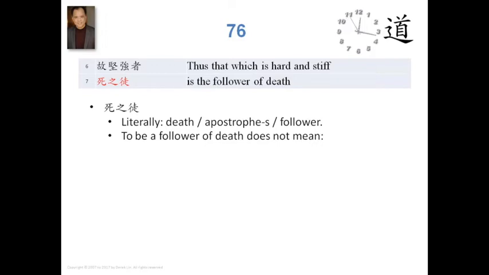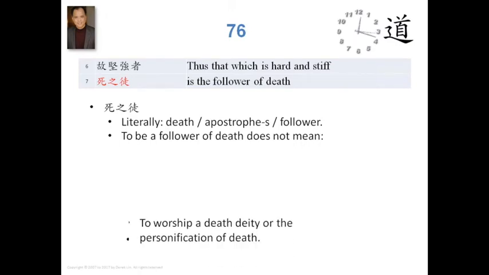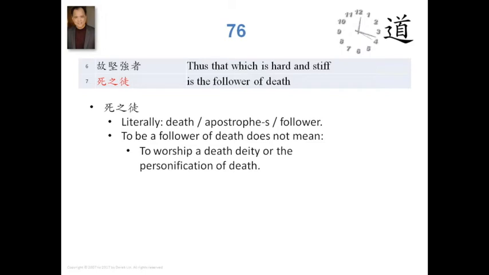So note, here I want to talk about what it means to be a follower of death, because this can indeed be misunderstood. What do you mean, follower of death? Well, first of all, we already know that death is a negative thing in the context of the Tao Te Ching. To be a follower of death does not mean to follow a death deity or the personification of death. So that's not what it means by being a follower of death. I'll get to what it really does mean in just a moment.